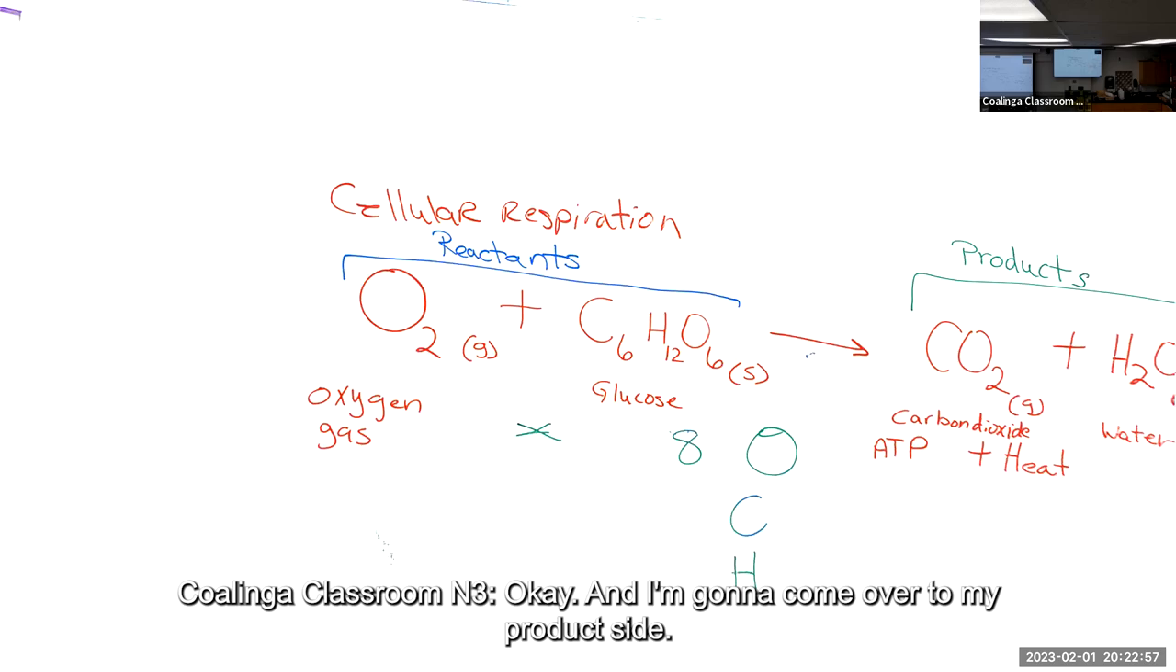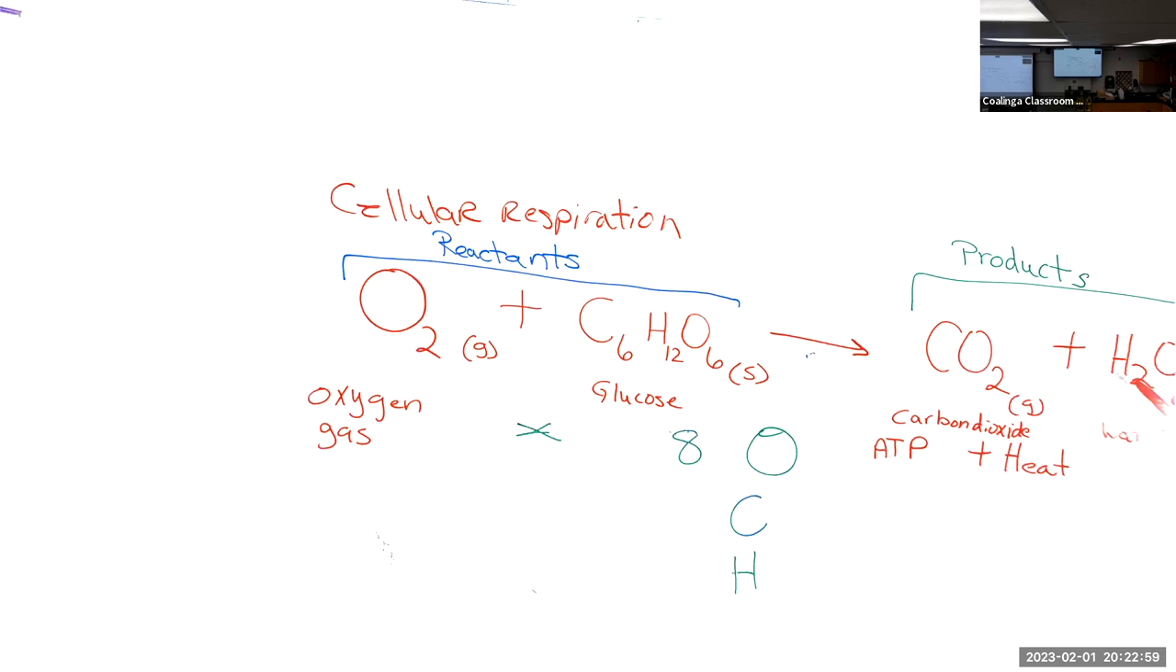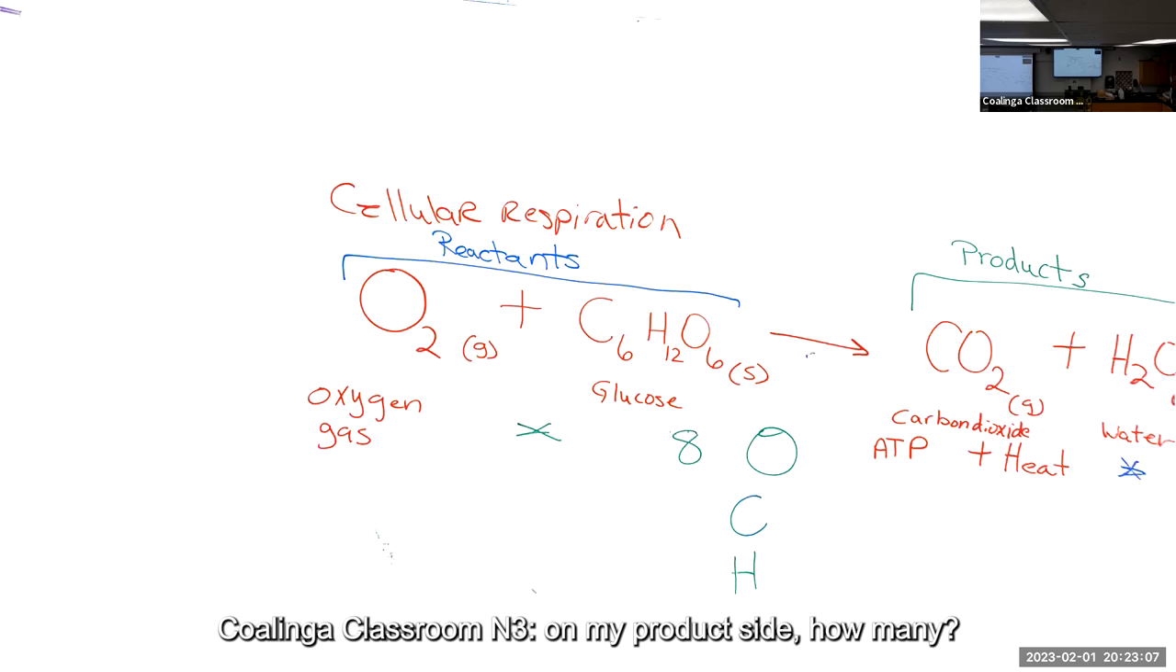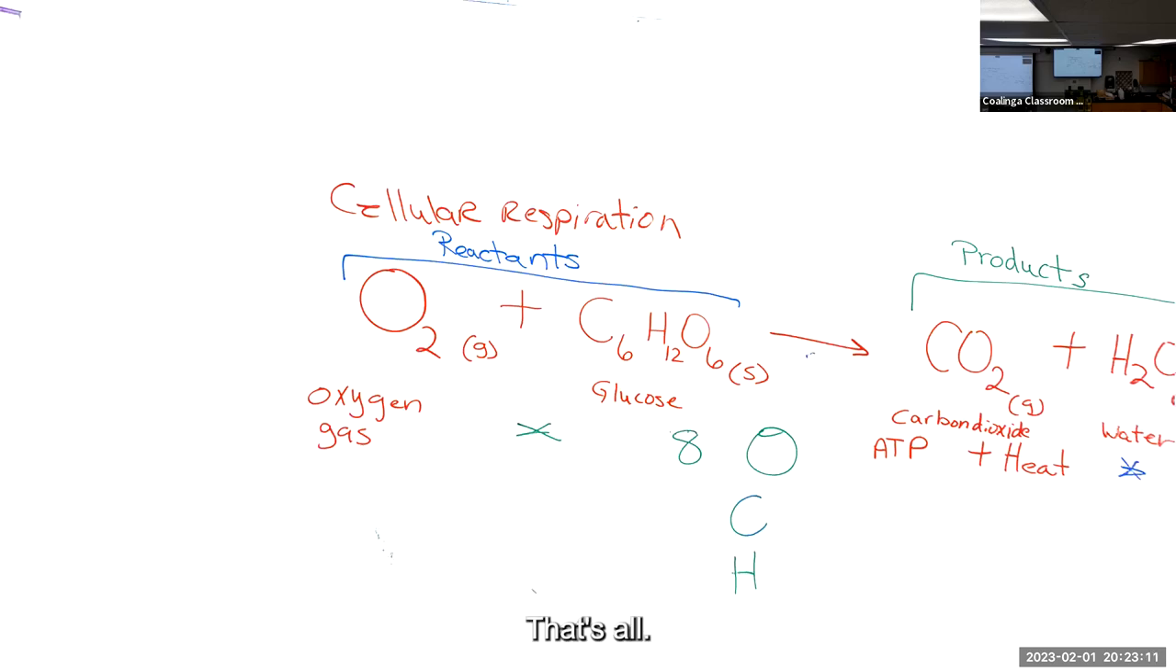Okay, then I'm going to come over to my product side, that side over here. On my product side, how many oxygens do I have? Two. That's all. Three. I have a total of three.